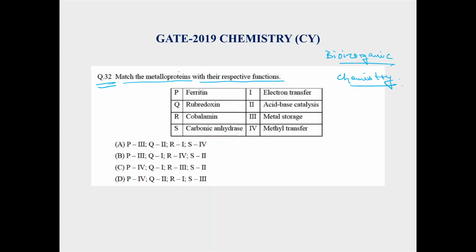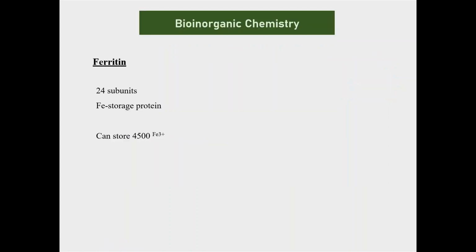The metalloproteins about which they have asked are ferritin, rubredoxin, cobalamin, and carbonic anhydrase. And in this set, they have given the functions of these. So, first of all, we will discuss ferritin.